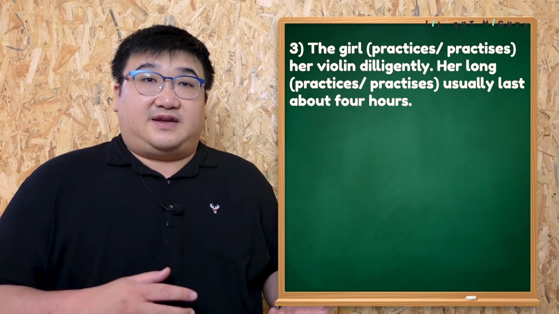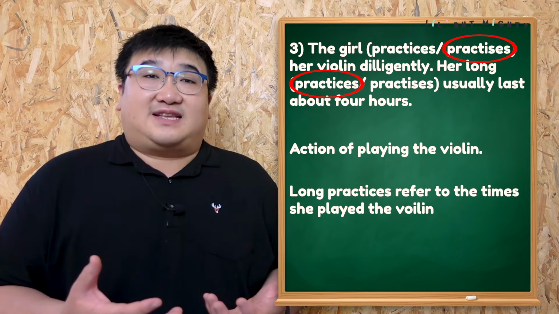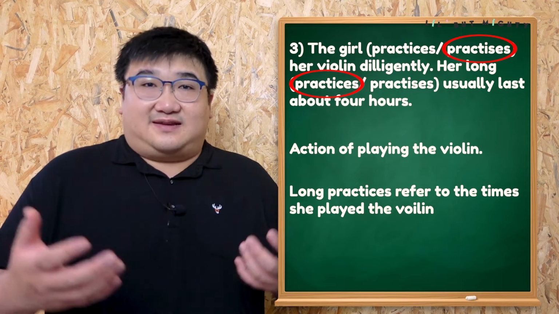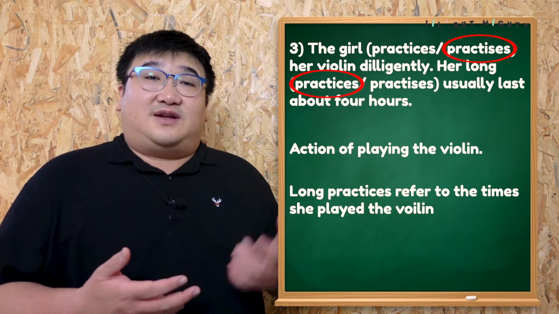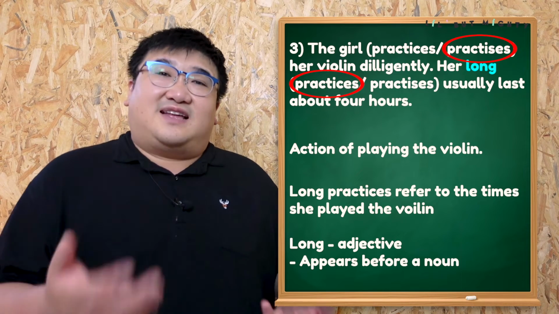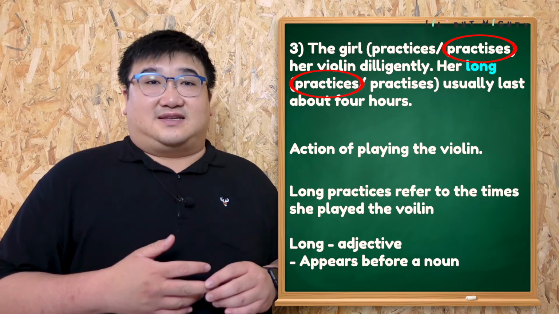For question 3, the girl does the action of playing the violin. Her long practices refer to the times that she has played the violin. That is a noun. Did you notice the word long before the word practice? Long here is an adjective, and that's another clue for us to use practice, the noun in this case.